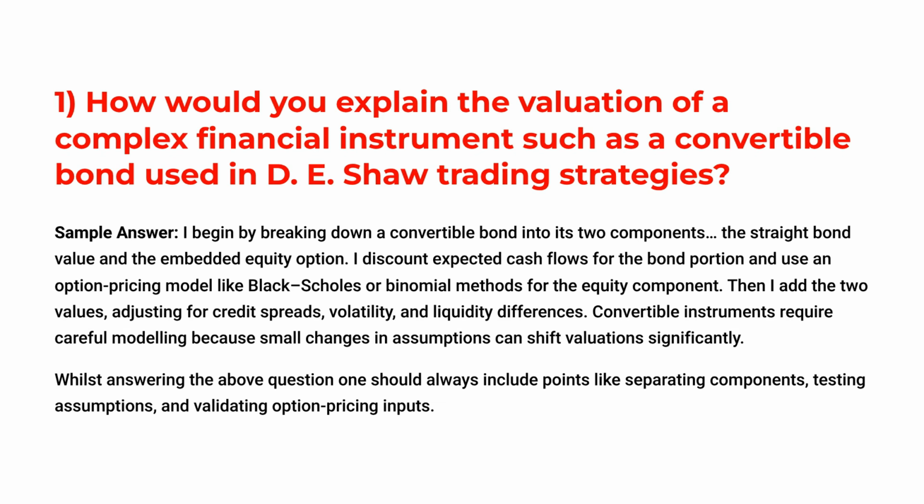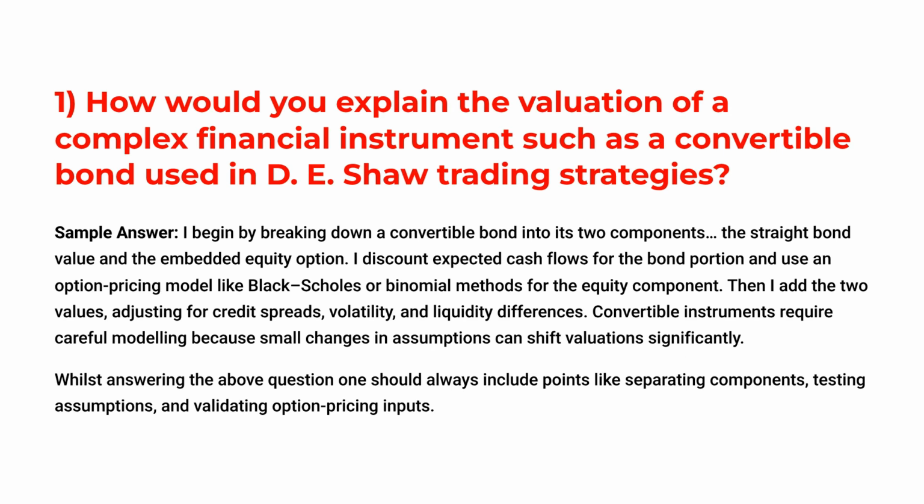Then I add the two values, adjusting for credit spreads, volatility, and liquidity differences. Convertible instruments require careful modeling because small changes in assumptions can shift valuations significantly. While answering the above question, one should always include points like separating components, testing assumptions, and validating option pricing inputs.